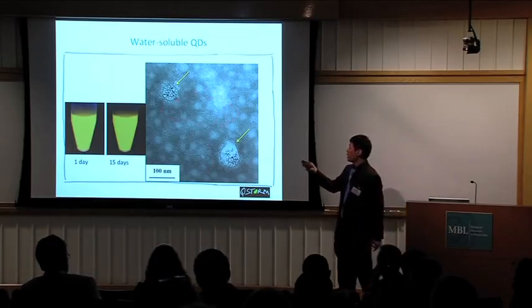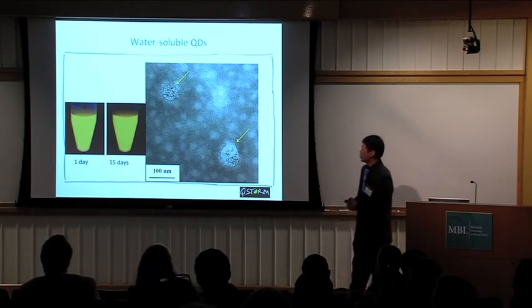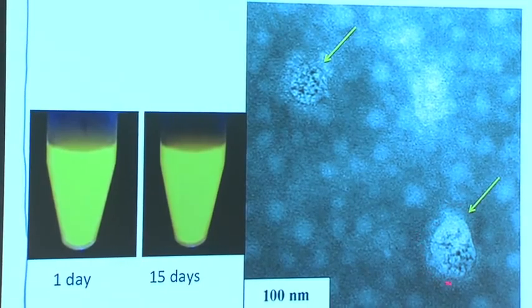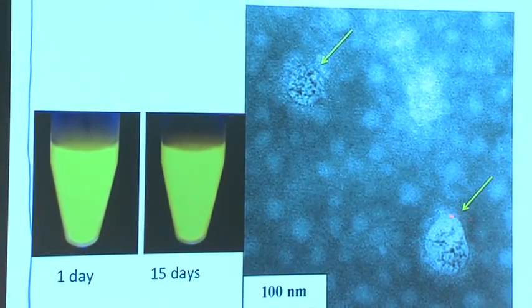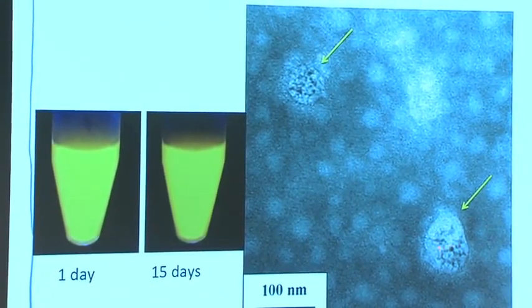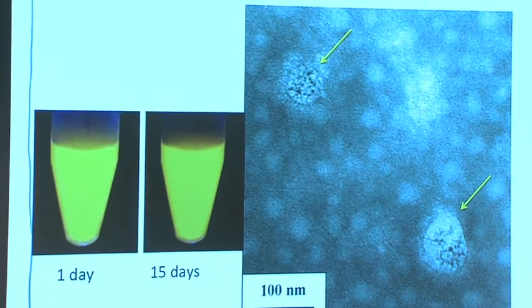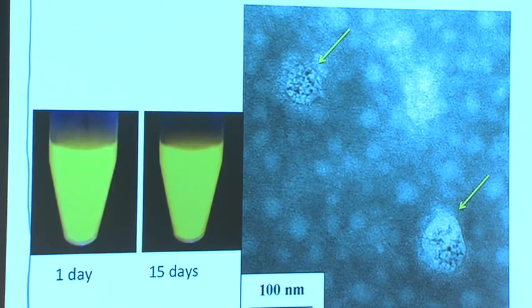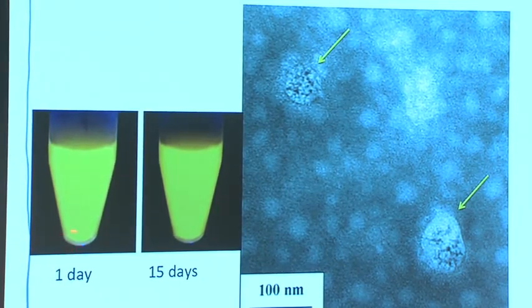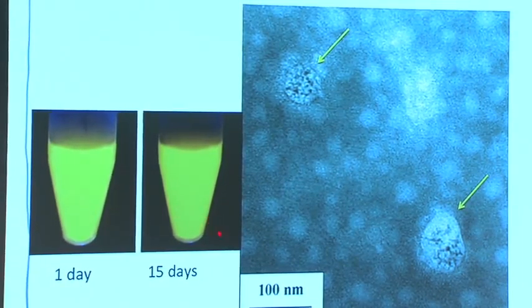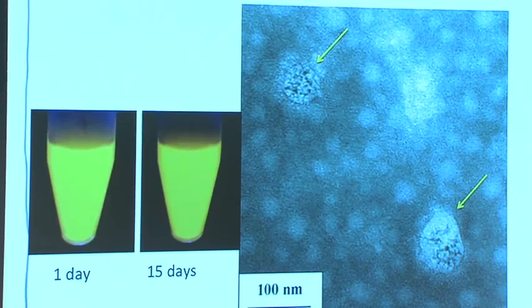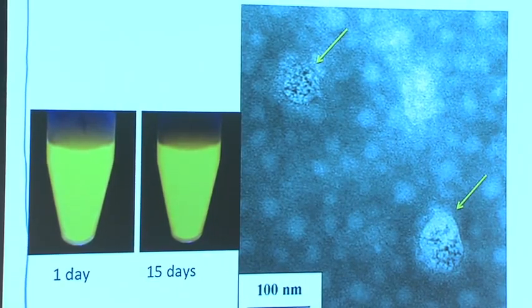So this is the TEM image of the new nanoparticle. As you can see, each micelle contains several dark spots. Each dark spot corresponds to one quantum dot. And these nanoparticles are pretty stable in water. After 15 days, the fluorescence is still pretty bright.